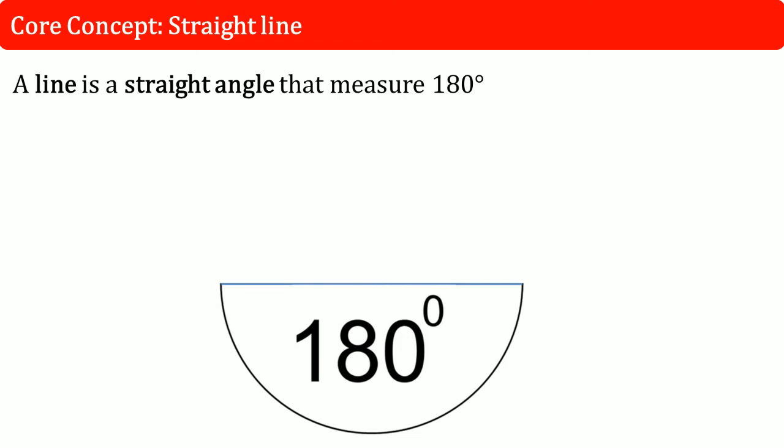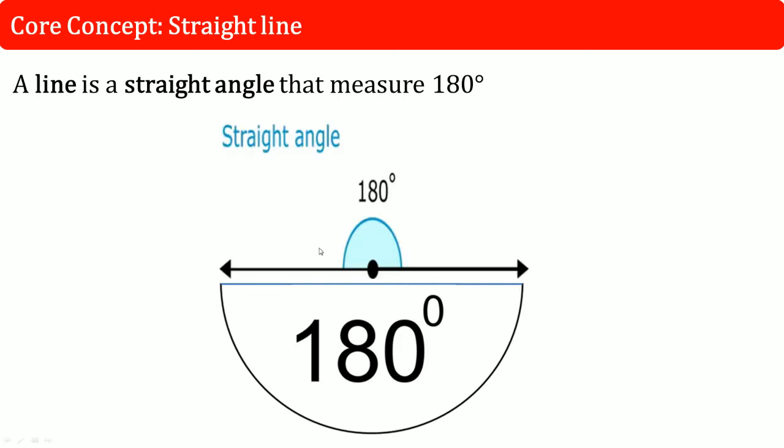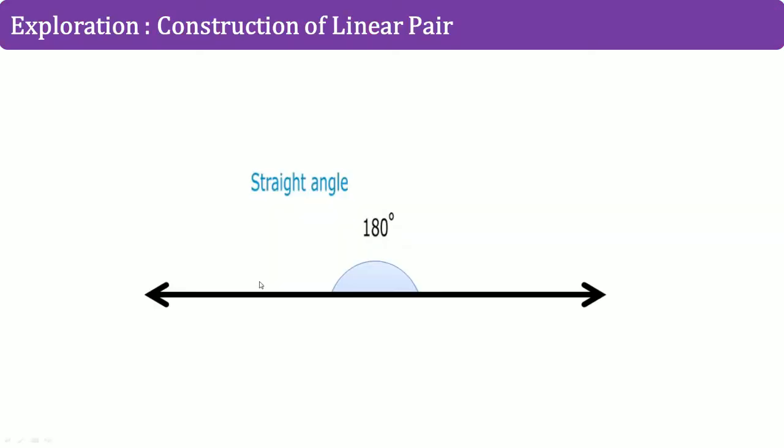If we take one section of that circle, we saw that the line that cuts it is 180 because it is considered a straight angle. A line is considered a straight angle because it measures 180 degrees. This is how we get that idea of a line is 180 degrees. It comes from cutting the circle in half. Let's explore a little bit further about now a linear pair.